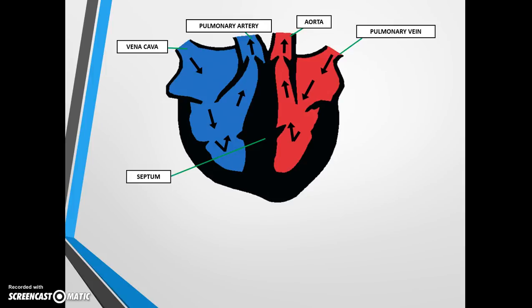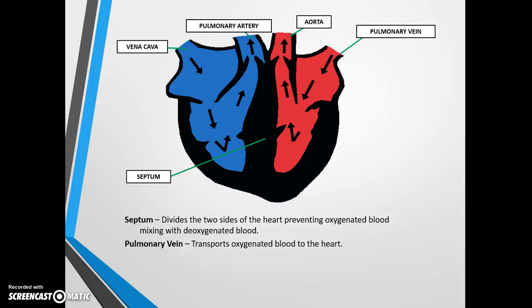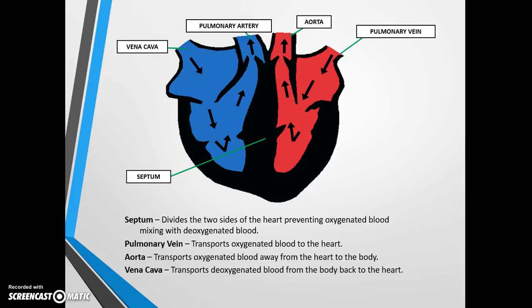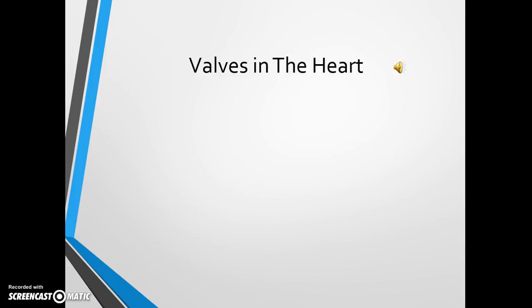You've then got the pulmonary vein. The role of pulmonary vein is to return the oxygenated blood from the lungs down to the left atrium. And this is just basically what I just talked over. But once you've downloaded the PowerPoint, feel free to read through that.